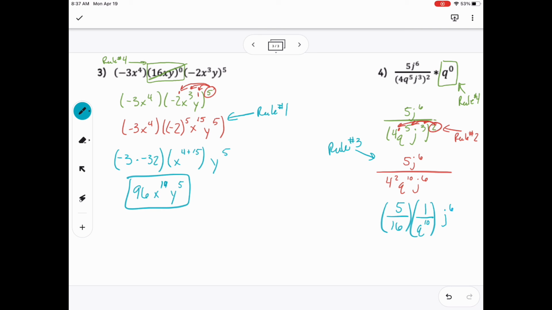And then because I have 2 j's, I'm going to do 6 minus 6 in the exponent, which will get me j to the 0 power. And so from there, we know that that's rule number 4. So it's going to get canceled out. So that's going to leave me with an answer of 5 divided by 16 times q to the 10th for my answer. Okay? See you next time.